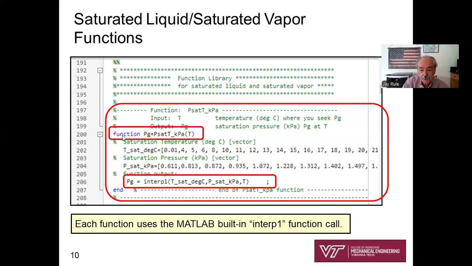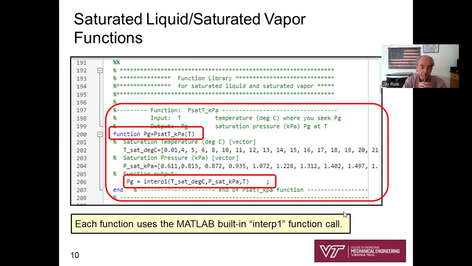Let's look at the function named psat_T_kPa. That's the name of the function. What's being returned is Pg, and the input is T. All right, so that's the function definition. There's the end of the function, okay? Here's the way I do this.